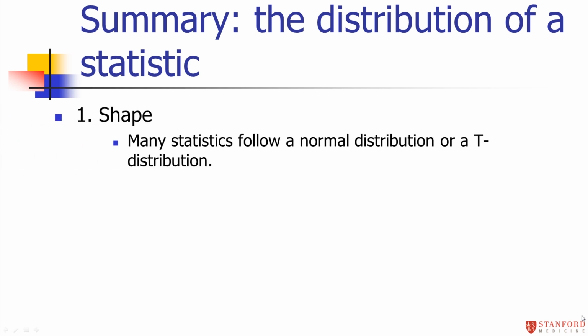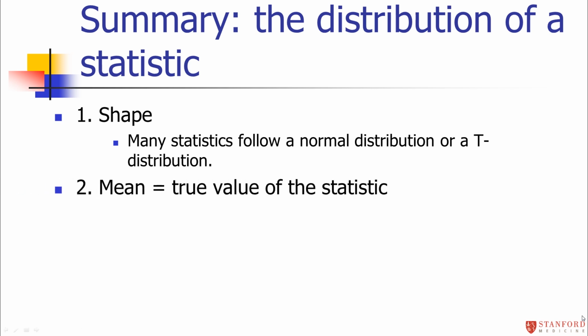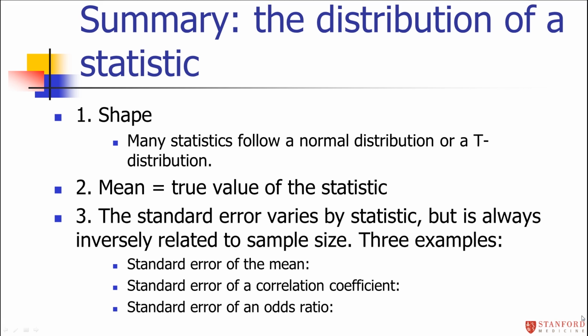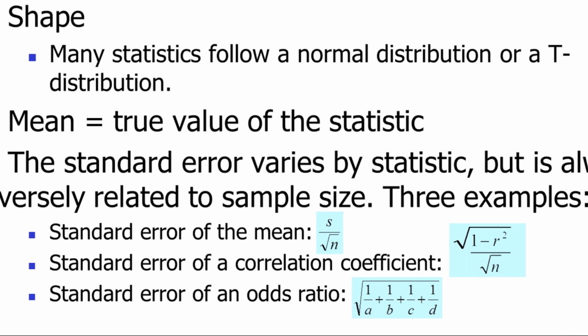So let me just summarize this. The distribution of a statistic. The shape of the distribution of many statistics is either a normal distribution or a t-distribution, and if it's not, we might force it to be on a normal distribution. The mean of the distribution of a statistic turns out to always be the true value of the statistic in the larger population. The standard error differs depending on what type of statistic you have. There are many different types of standard errors, but it's always inversely related to sample size. We saw 3 examples in this module: the standard error of the mean, the standard error of the correlation coefficient, and the standard error of an odds ratio. All of those had sample size in the denominator. So the bigger the sample size, the lower the standard error.